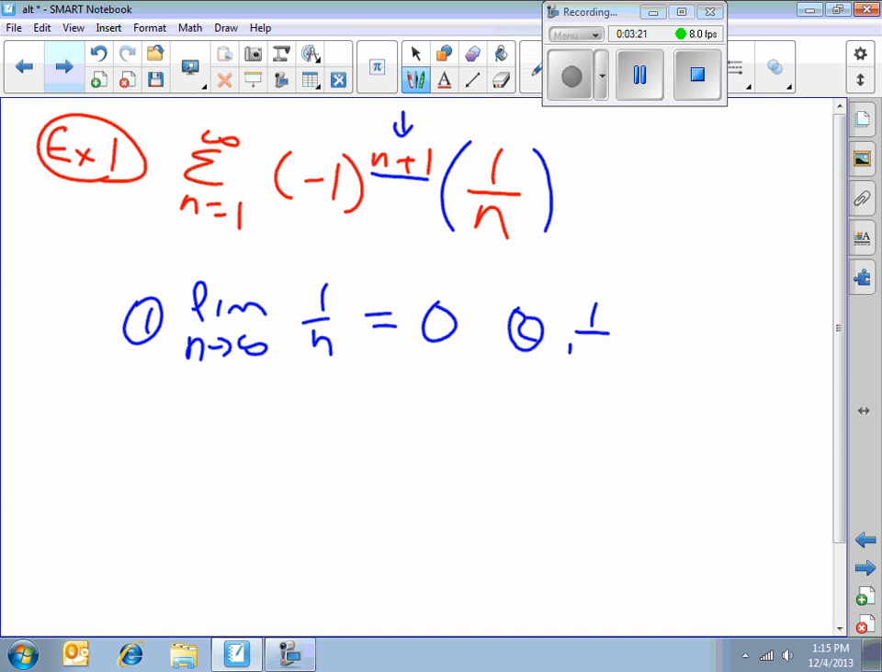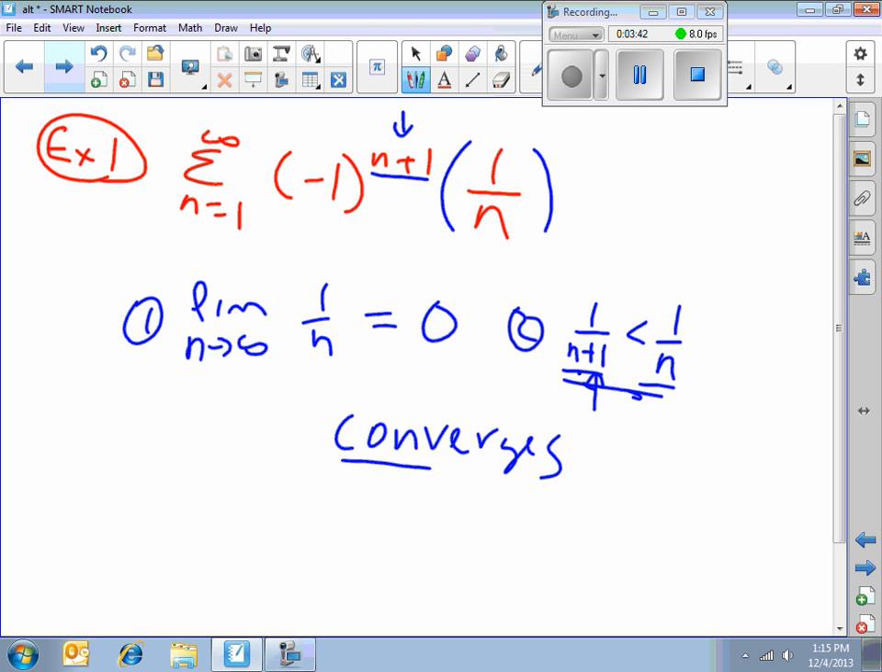The second part is that 1 over n plus 1 has to be less than 1 over n. That is, the next term has to be less than the previous term. Well, clearly this is true as well, because if I'm adding 1 to a number, I'm dividing by a bigger number, and that's always going to be smaller. So both of these are true, so it's easy to say that this indeed converges.